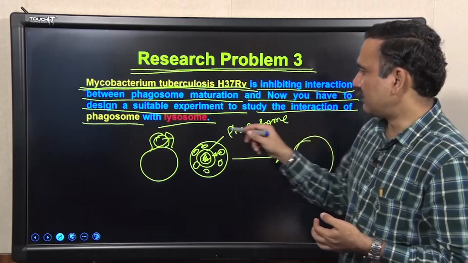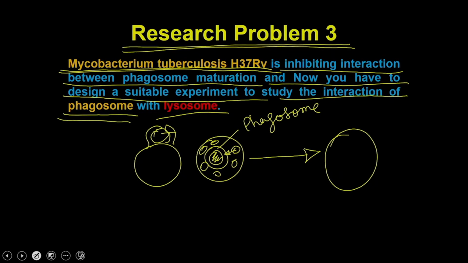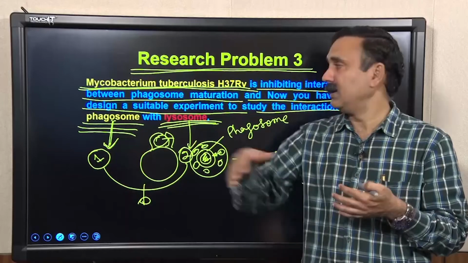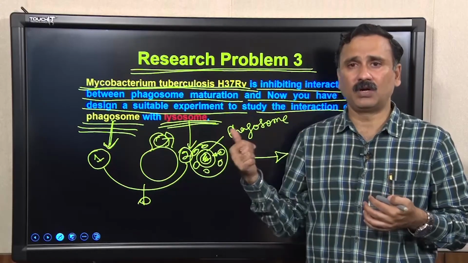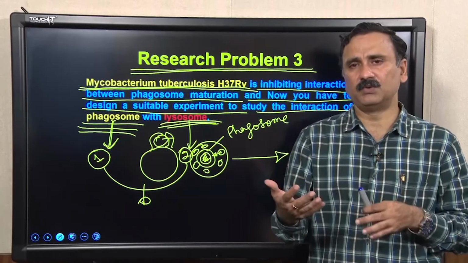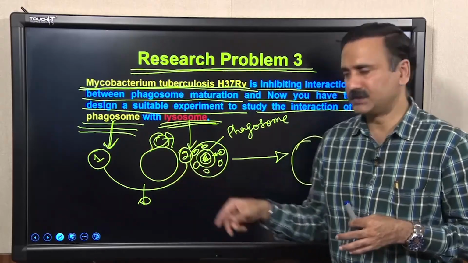So, we are supposed to design an experiment to study the interaction of the phagosome with the lysosomes. In this experiment, you first have to form the phagosomes, then form the lysosomes, then mix them together and ask whether they are fusing or not in the presence of the tuberculosis bacteria. Or suppose you give the Mycobacterium tuberculosis bacteria itself for phagocytosis, and then you study these interactions.